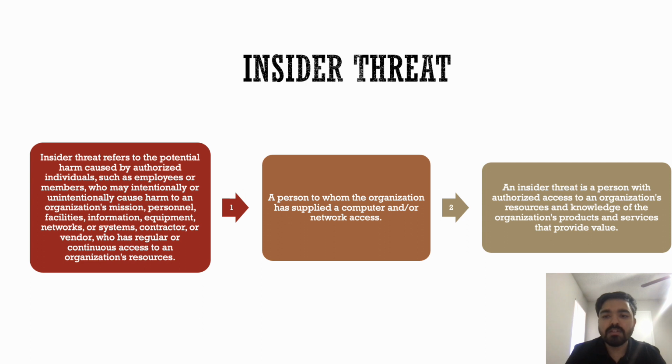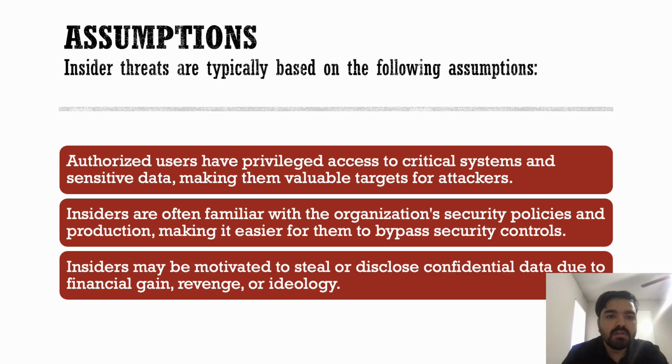There are five kinds of problems and challenges. The first one is assumption, the second one is goal, the third one is capability, the fourth one is favored technique, and the fifth one is averse to risk. Insider threats are typically based on the following assumptions.